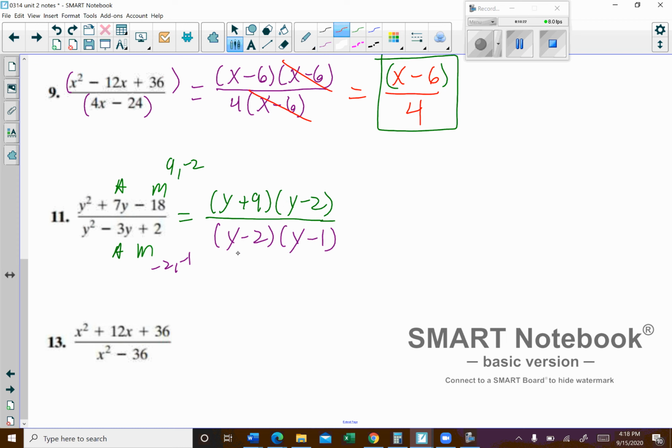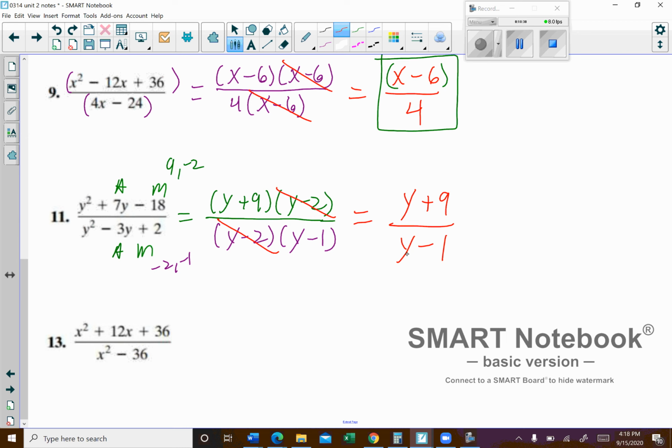And so now we look to see if we have any identical factors, and we do. The y minus 2 and the y minus 2. They don't have to be directly above each other. Just one has to be on the top and one has to be on the bottom. So those cancel out, and that leaves me with y plus 9 over y minus 1.